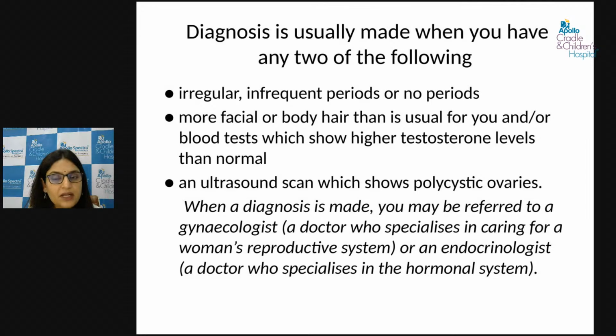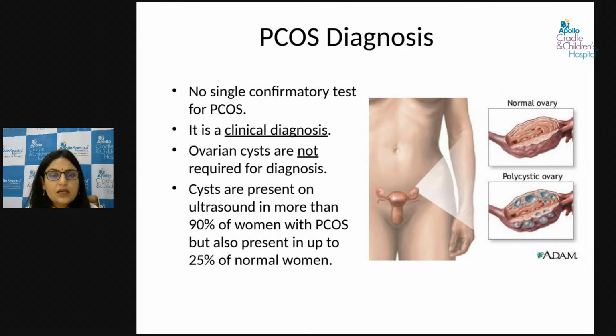There can be the typical necklace pattern that can be diagnosed by your radiologist. So if any two of these features are there during your examination, that means you are going through PCOD. Usually for the diagnosis, there is no single confirmatory test for PCOS. It is more of a clinical diagnosis. That's why a personal visit to the doctor is a must.